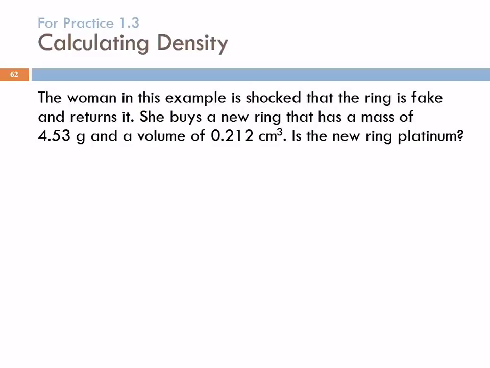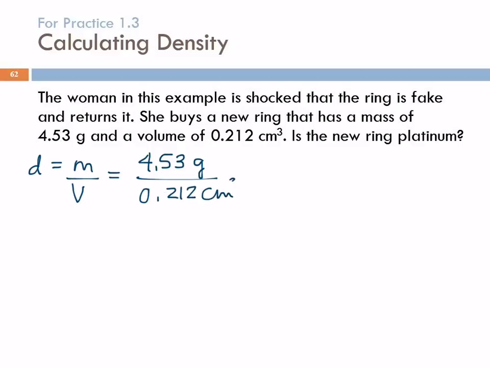Well, this is very similar, isn't it? Density equals mass over volume. Here's the mass. Mass is 4.53 grams divided by 0.212 cubic centimeters. 4.53 divided by 0.212. This time it comes out to 21.367, blah, blah, blah. Whole bunch of stuff, grams per cubic centimeter.